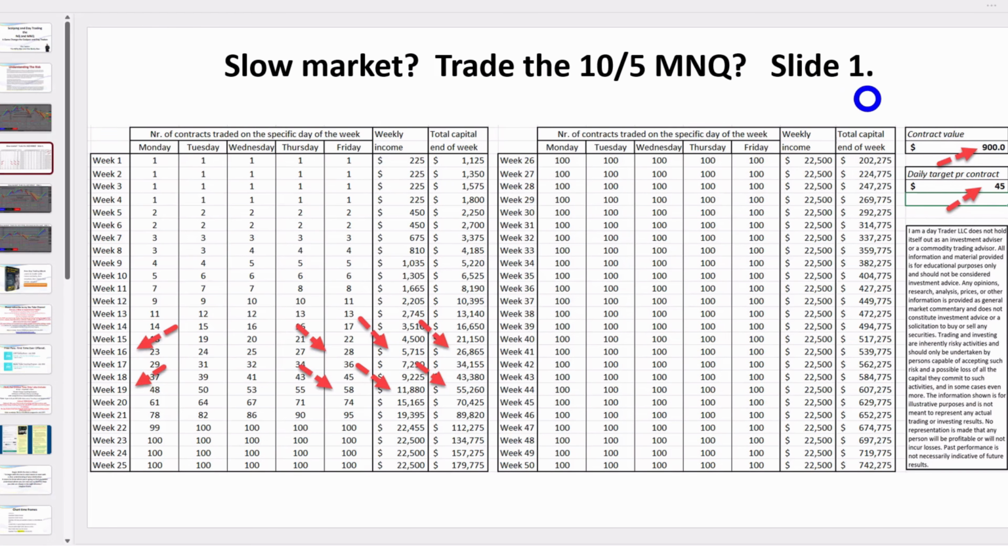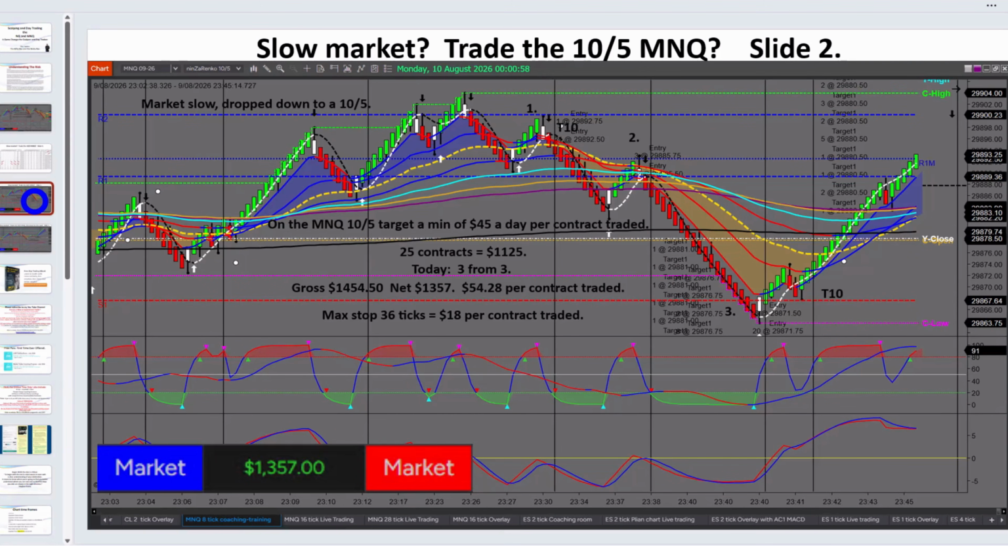Now let's just say here we started off with 900, went for $45 a day. Within 16 weeks we've now got 5,700 in our account. We're up to 26,000, sorry, weekly income I should say. We've now got 26,000 in our account. Potentially by week 19 I'm earning around 12,000 a week, got 55,000 in my account. Now before you say this just can't be done, wait and let me show you this.